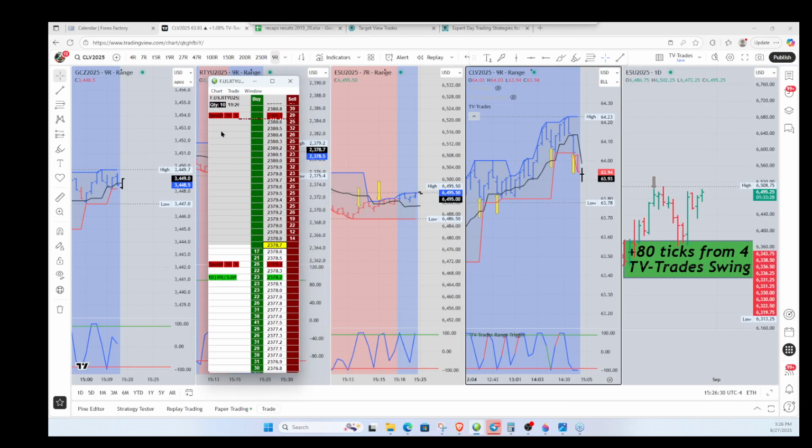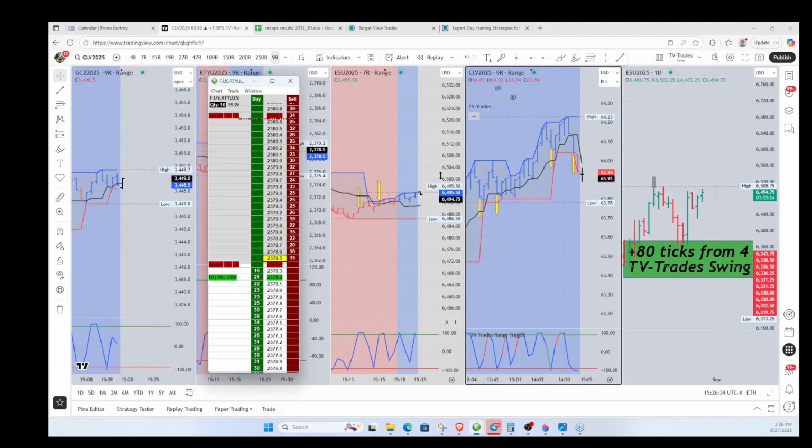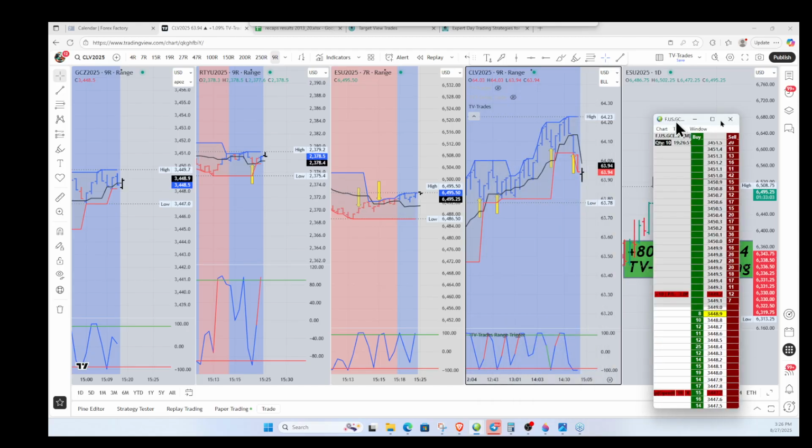Okay, here, I'll bring it over here so you can watch me manage it. That is always on top. So we're probably going to get out with a couple of ticks right here, but we'll see. I expect it is going to go up here, but I don't know if it's going to pull back before it does. And the gold, we're still in that gold trade. Alright, we did get 2 ticks on the Russell. And here's the gold. We're still in that gold trade.